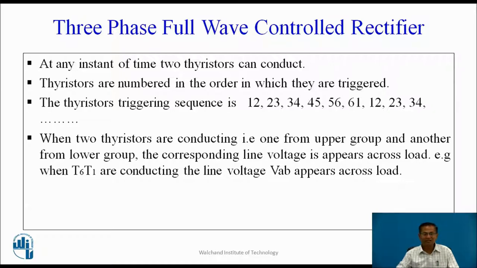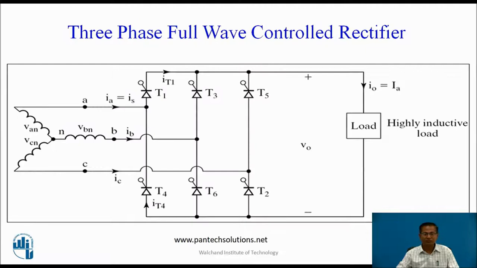The thyristor triggering sequence is 1-2, 2-3, 3-4, 4-5, 5-6, 6-1. When two thyristors are conducting, one from the upper group and another from the lower group, the corresponding line voltage appears across the load. When T1 conducts, the current flows through the source, T1, load and T6. The voltage VAB appears across the load.